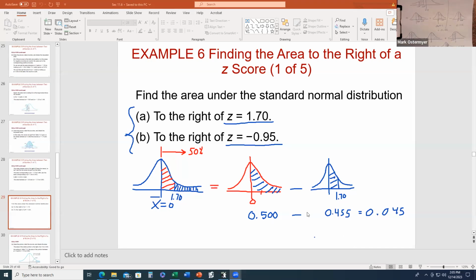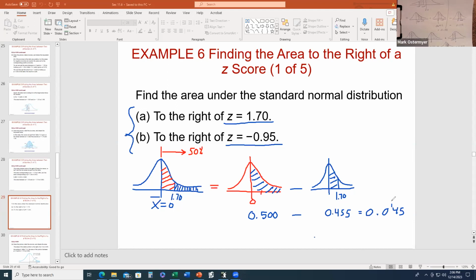All right, so this first one here, you want to find the area to the right of z equals 1.70, which means this blue shaded upper tail area. That's going to be equal to the upper half area of the curve, which is 0.500, minus the area from 0 to 1.70. Because if you take the upper half of the area of the curve and subtract off the area from 0 to 1.70, that's going to leave you with the upper tail blue shaded area that we want to find. So what is the area between 0 and 1.70 from the table? It should be about 0.455. Subtract that from 0.500, you get 0.045, and that'd be your answer.